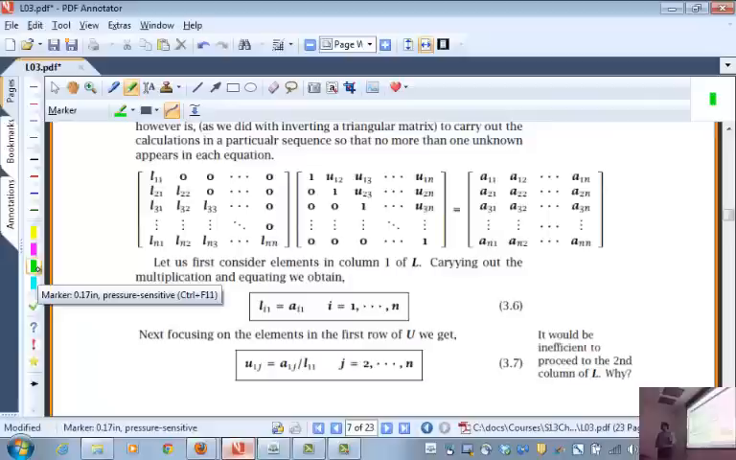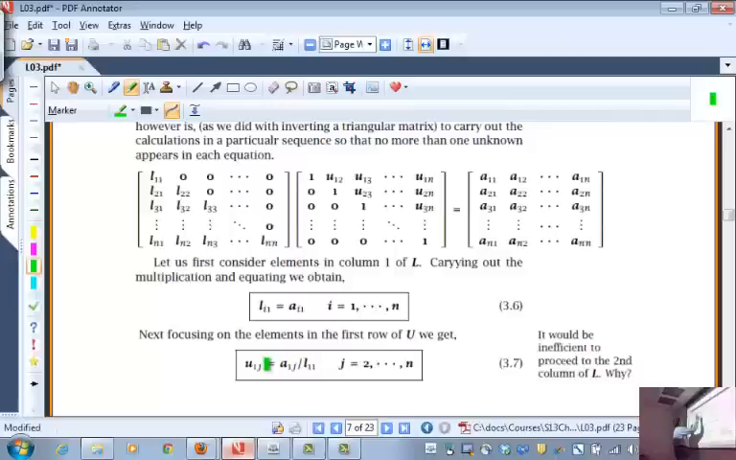When you do that, you will find once again that, for example, I'm interested in finding U12, so I need to take the first row with the second column. So L11 times U12, because everything else is 0, is equal to A12. In that one, I already found out what L11 is in the previous step. So sequencing is important, right? So U12 is equal to A12 over L11. You do the same thing for every element on the side. And that's what this equation is.